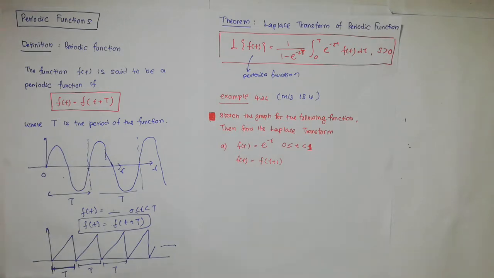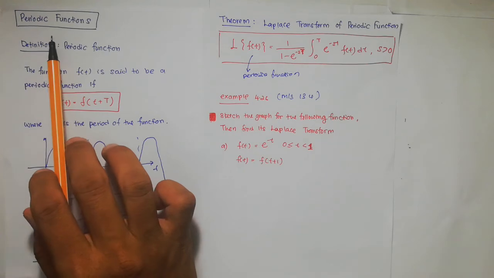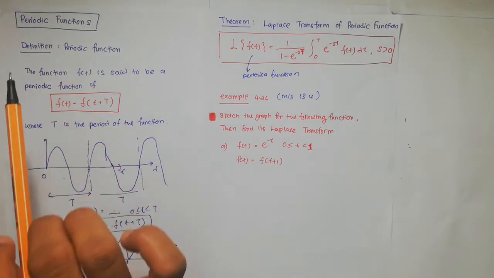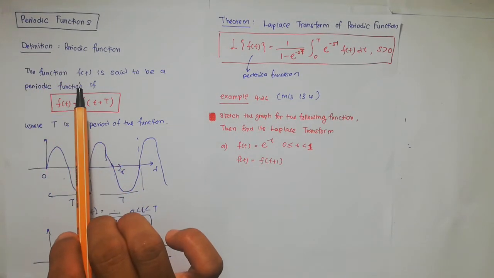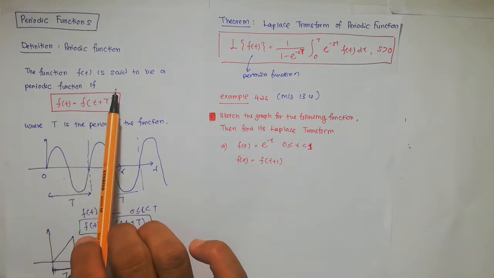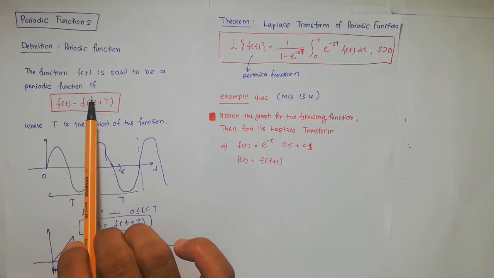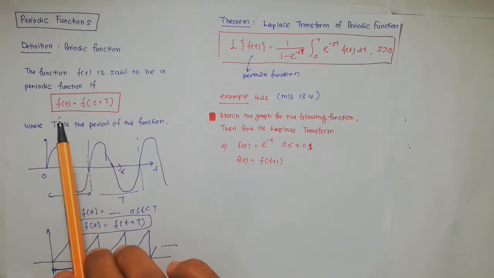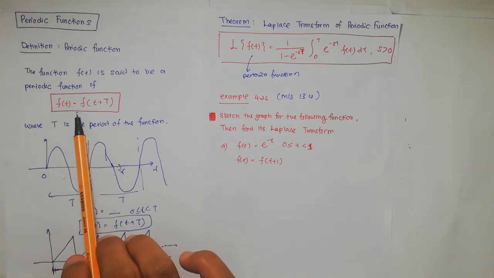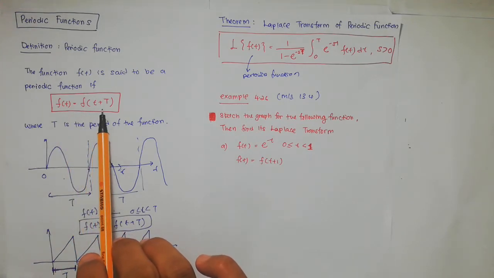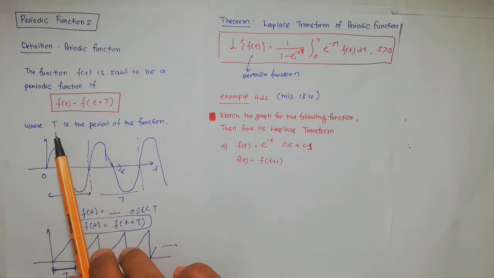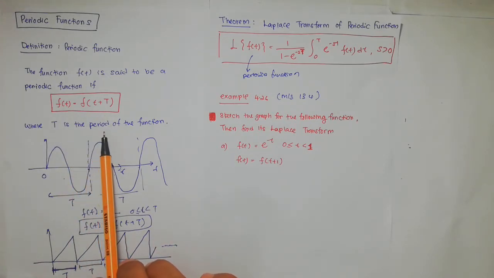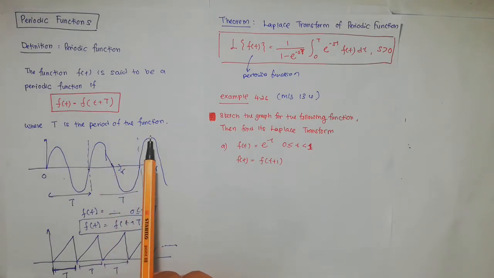So in this video we will discuss the last non-continuous function, which is a periodic function. By definition, a function is said to be a periodic function if it meets this condition where you have f(t) equal to f(t + T), where capital T is the period of the function.